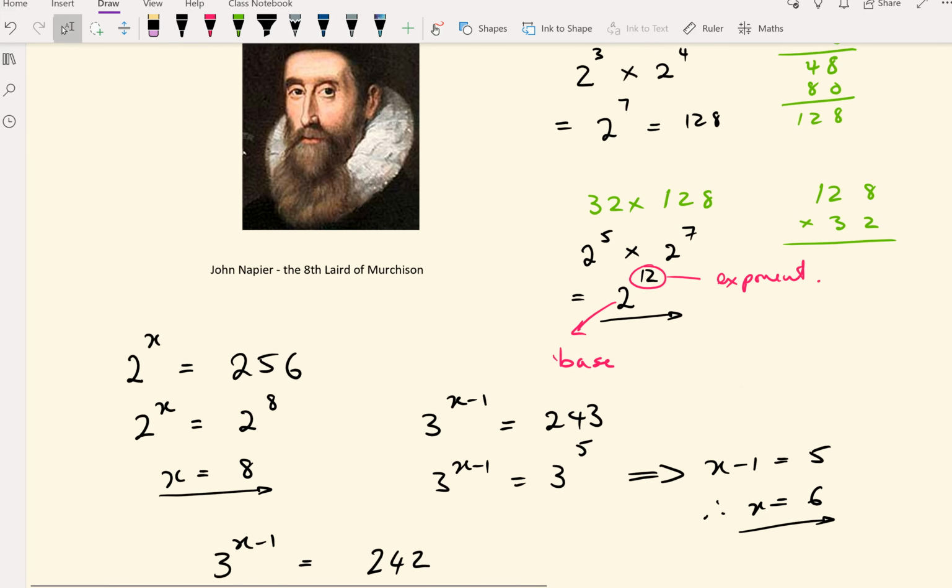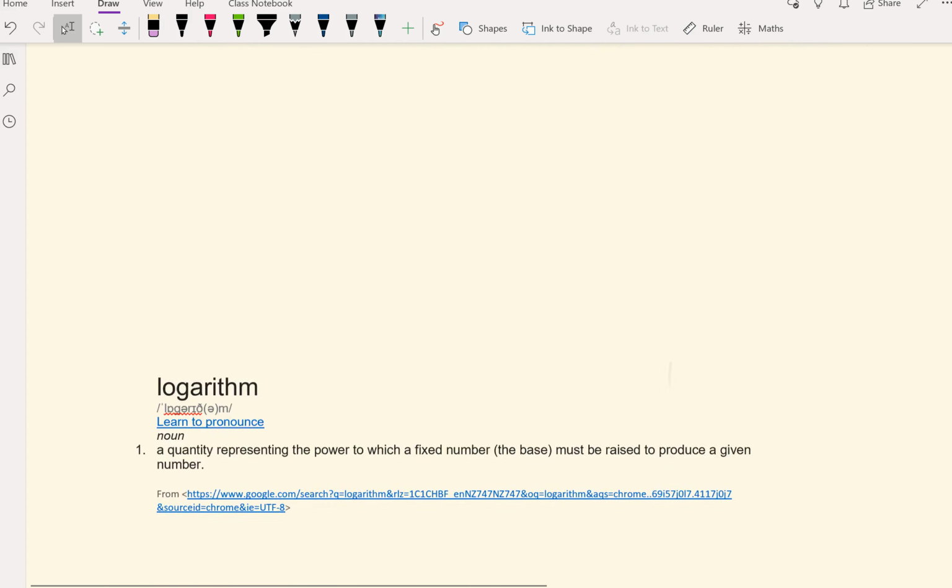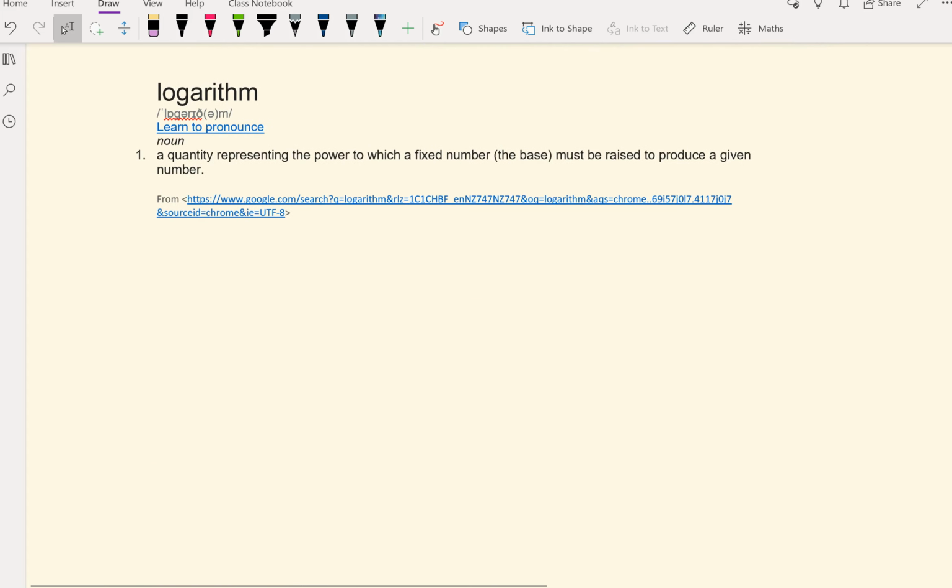Now, his initial work on logarithms was groundbreaking, but not a finished article. It was later added to and refined by later mathematicians, but Napier is the one that is credited with setting up the notion of a log. So let's look at a definition of a log. Here's what Mr. Google has to say about it, and I think this is as good a definition as anything. A logarithm is a quantity representing the power to which a fixed number, the base, must be raised to produce a given number.